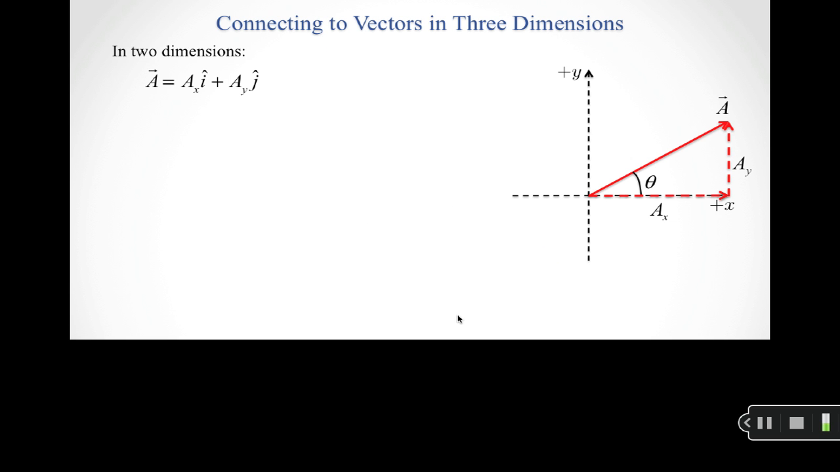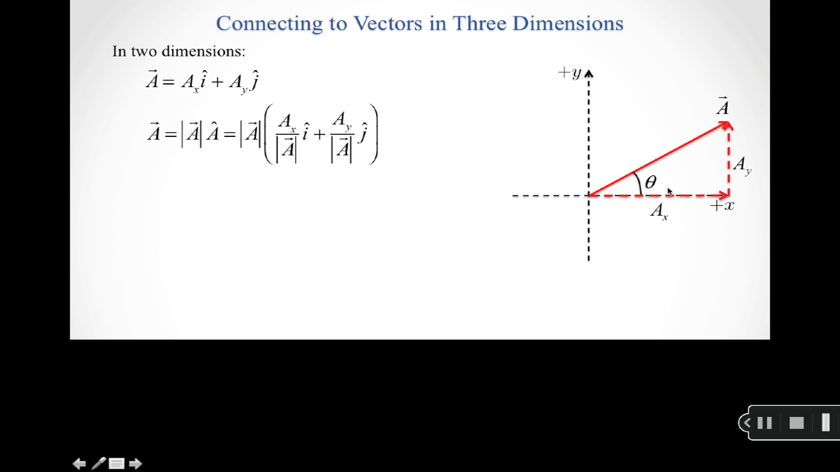So in 2 dimensions, if we think about doing this with what we know, we said one way that we can write our vector is in unit vector notation, and that's going to be A_x i hat plus A_y j hat. But if we think about what we've just seen, I can rewrite vector A as the magnitude of vector A times its unit vector. And that unit vector is just going to be the x component divided by the magnitude of A.